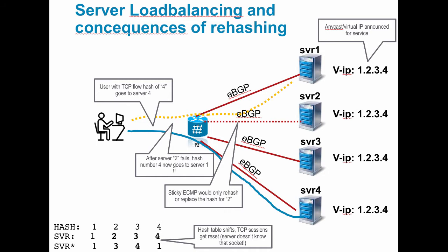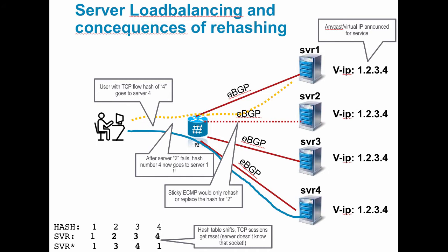So here in this example, when we have the blue path going from the user to our server 4, and we have a failure on server number 2, we don't necessarily want to rehash this user on a perfectly fine server 4 to be rehashed to server 1, as it will reset its TCP session. So sticky ECMP will prevent that from happening and only replace the server 2 sessions with one of the available servers.